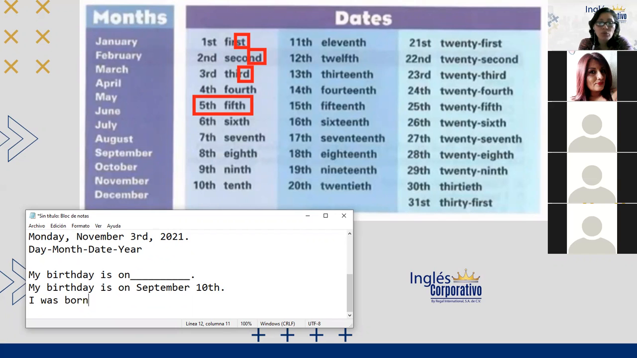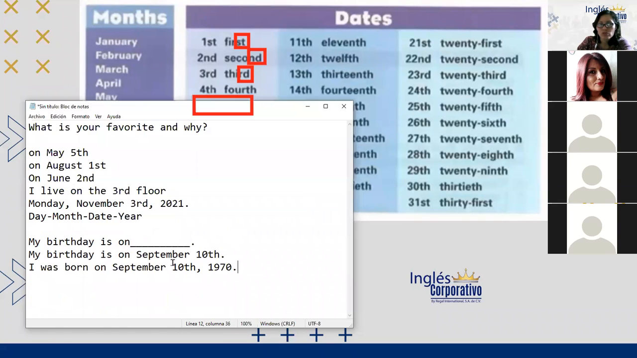Pero decimos, I was born on September 10th, 1970, right? Digamos que es en el 70. So I was born on September 10, 1970. Okay. Entonces, en conclusión, decíamos que si vamos a decir una fecha, we're going to use on. Pero, ¿qué sucede cuando yo no voy a decir una fecha, sino que solo voy a hacer una referencia, por ejemplo, al mes?